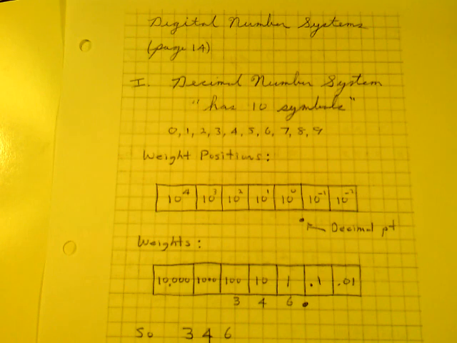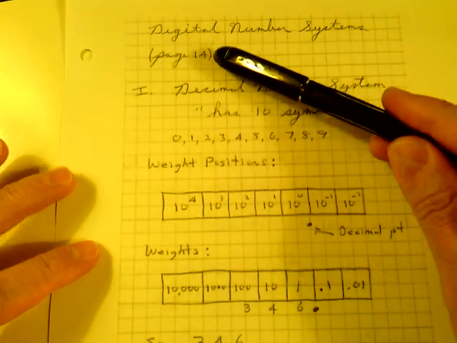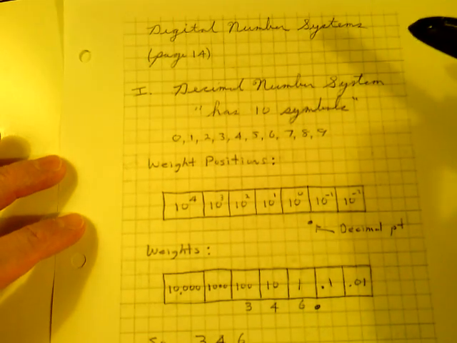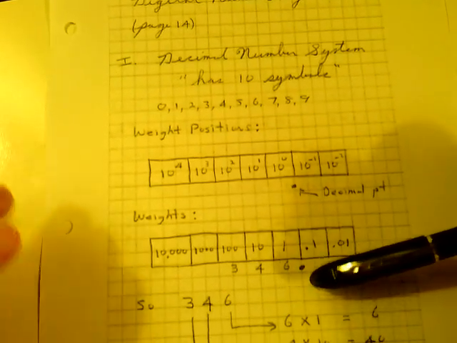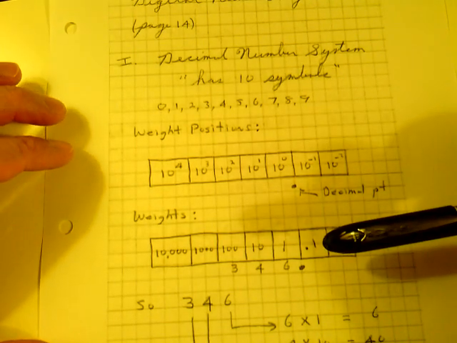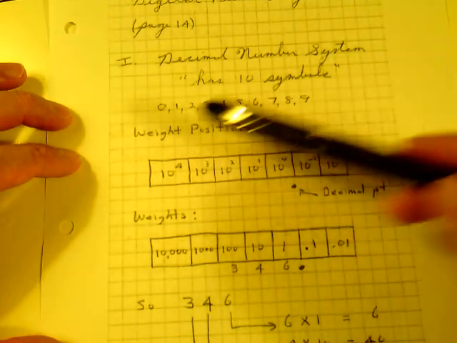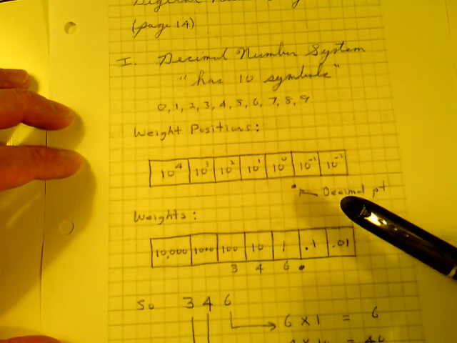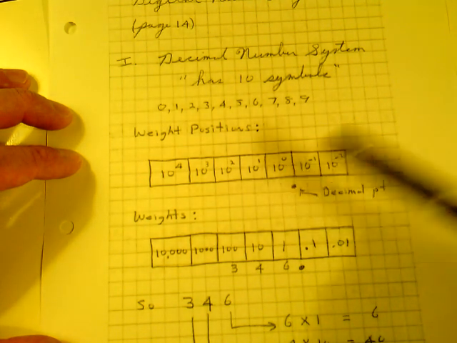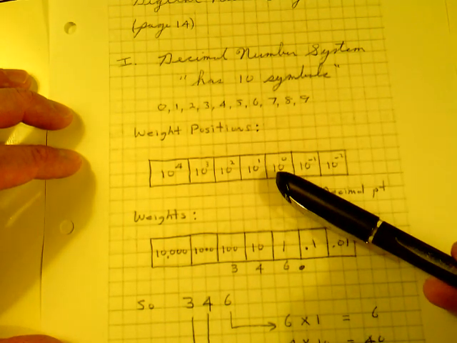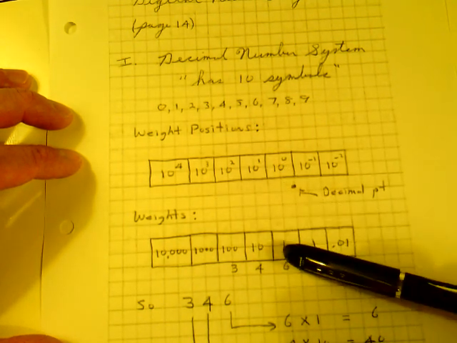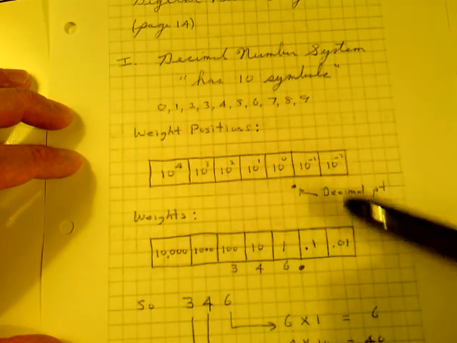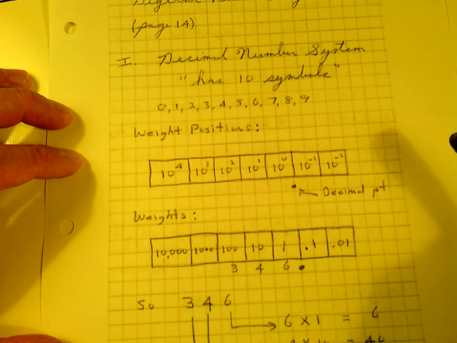in your book, I think it's on page 14, I'm not sure what version book you're using, but we're looking at the decimal number system. I'm not going to spend any time on this because this is what you've been using since preschool. It has 10 symbols, 0 through 9. It has weight positions. The weight positions are based on the base 10 system. Starts out with 10 to the 0, 10 to the 1. This is the units. This is the tens. This is the hundreds. This is the 1/10. This is the 1/100ths, and so forth.